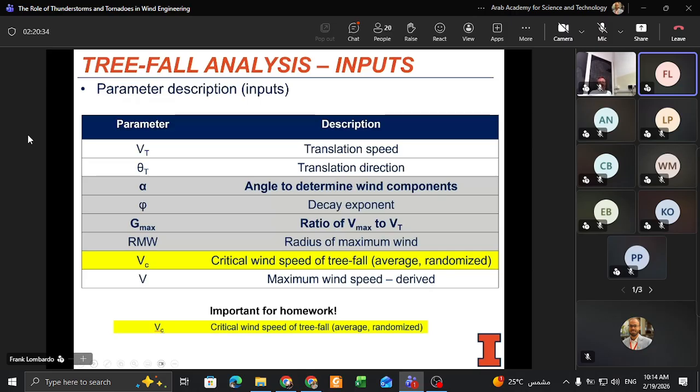You can use some randomized value, or you can use information from things like tree resistance studies, where they pull down trees and they get some uncertainty in the load it takes to knock them down. But here in the tree fall, they have all our same parameters. Now we have a critical wind speed of tree fall. So in your wind field model that you develop, like the Rankine model, as soon as your wind speed exceeds the critical speed, the tree falls in the direction of the wind at that time.